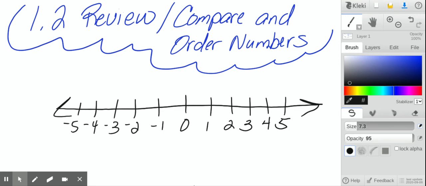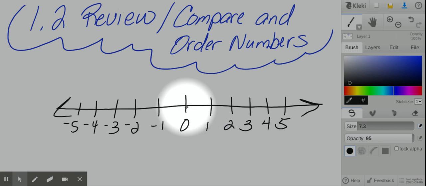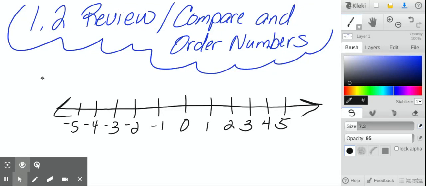Just looking at our number line that we have here. We have 0 in the middle. All of our numbers to the right are positive. All of our numbers to the left are negative, don't forget. Now, remember what we said in class. The larger the negative, the smaller the value.